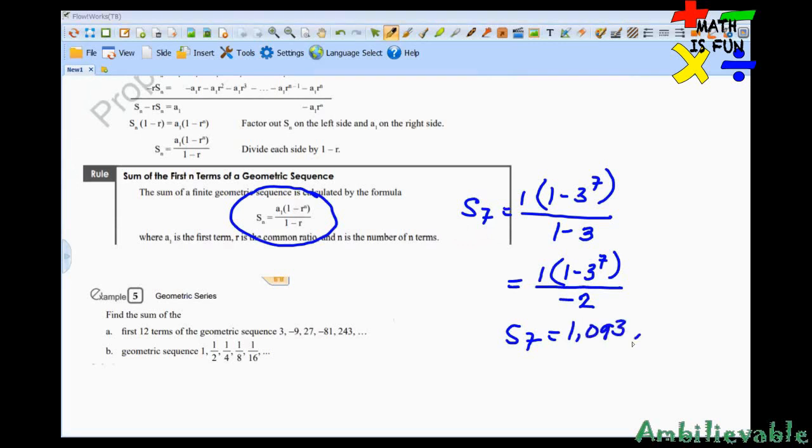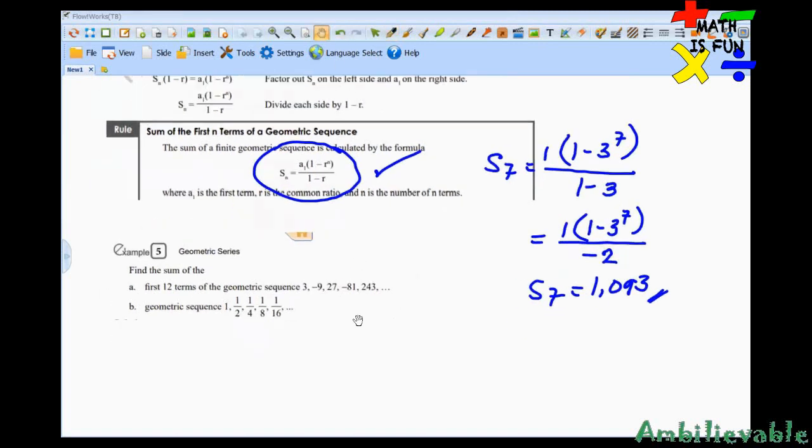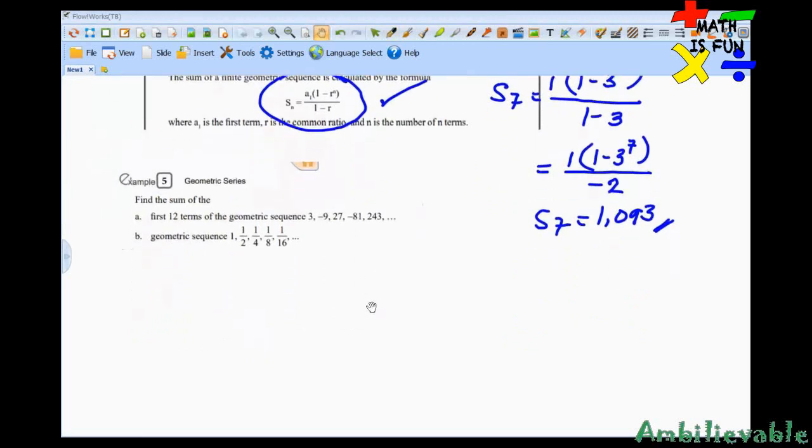Right. So this is the formula that you are going to use. You have to remember another formula. From the start of our lesson, you have to remember all of the formulas that we have used. Okay, so that's the formula for the geometric series. Let us try the example 5, geometric series.